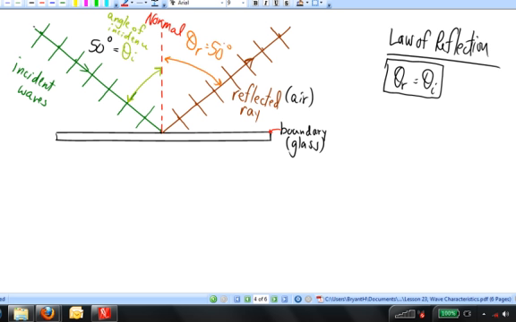It turns out the law of reflection applies whether I have a smooth surface, like I've sketched here, or a rough surface. We can talk about smooth surface reflection, which is known as specular reflection, and we can talk about rough surface reflection, which is called diffuse reflection. That will be a topic that will come up in a later lesson.